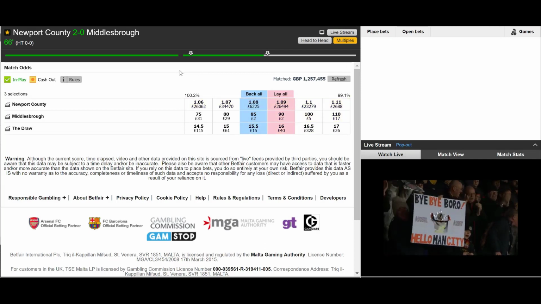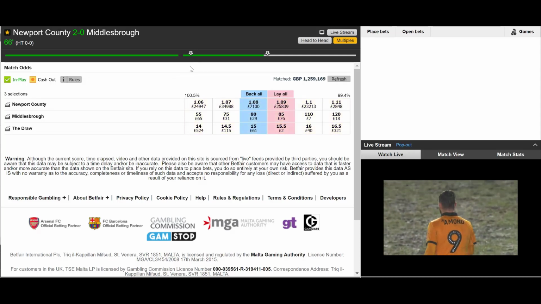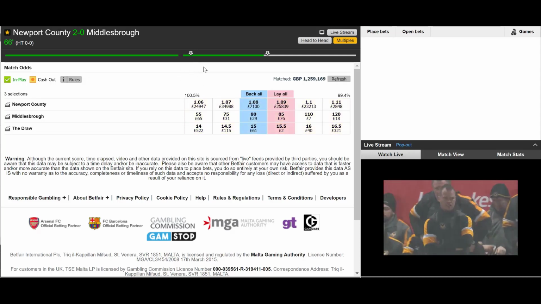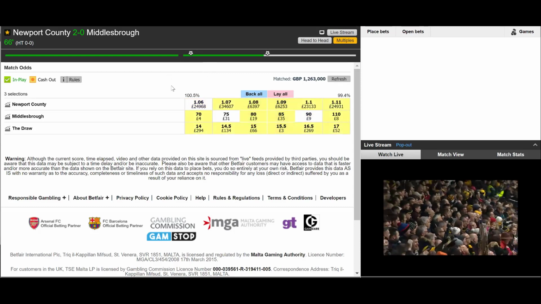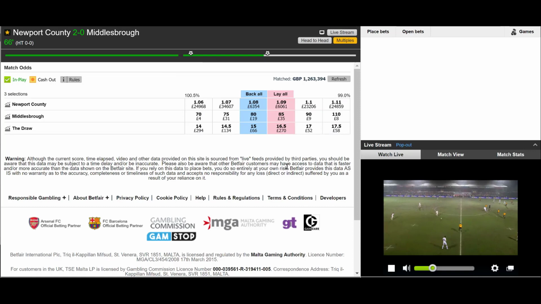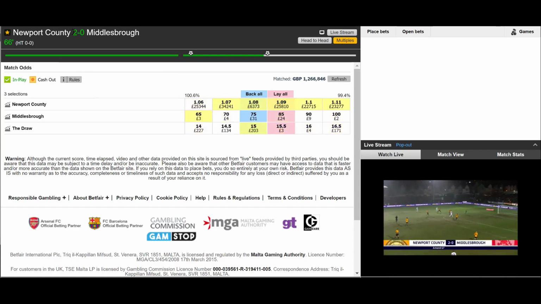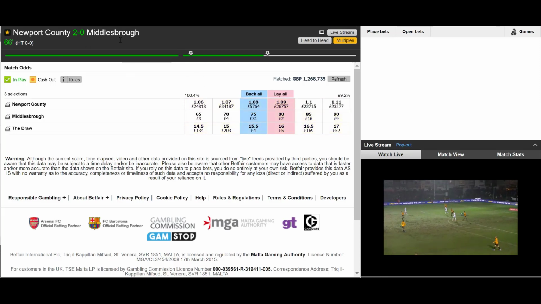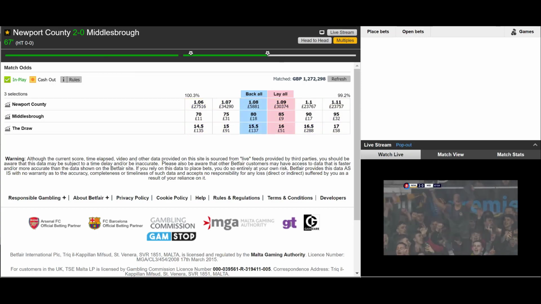So before the match, I would have thought definitely, if Newport take the lead, I want to be laying them, but the match developed very differently from what I expected, and it was very clear if you were watching the match here. So in the end, we're not going to get involved. It is a bullet dodged, you could say. Newport County now lead this match 2-0, 67 minutes gone.